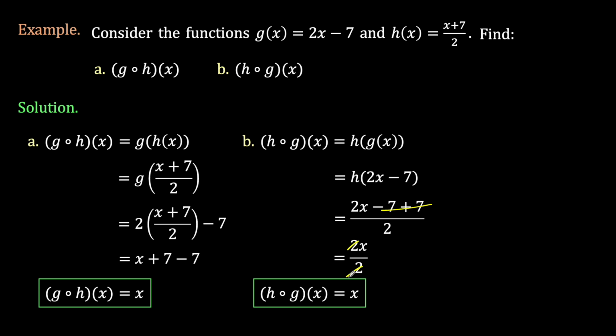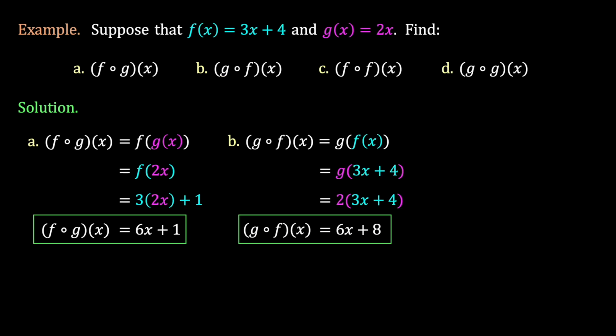But in general, composition of functions is not commutative. If we look at our previous example, f circle g is not equal to g circle f, since f circle g is equal to 6x plus 4, while g circle f is just 6x plus 8. So, it's not commutative. That's all for today.